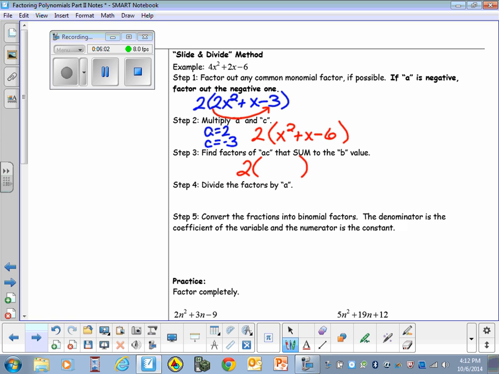Because now we're factoring the way we did last time. We're going to have x times x. And we need to figure out 6 is 1 times 6 or 2 times 3. Because the 6 is negative, I need to look at my b. b is positive, so the larger number has to be positive. Which pair will add up to a +1? And that's -2 and +3. Now at this point, we have 2 times x minus 2 times x plus 3. And here comes the divide in slide and divide. I have to divide by a.